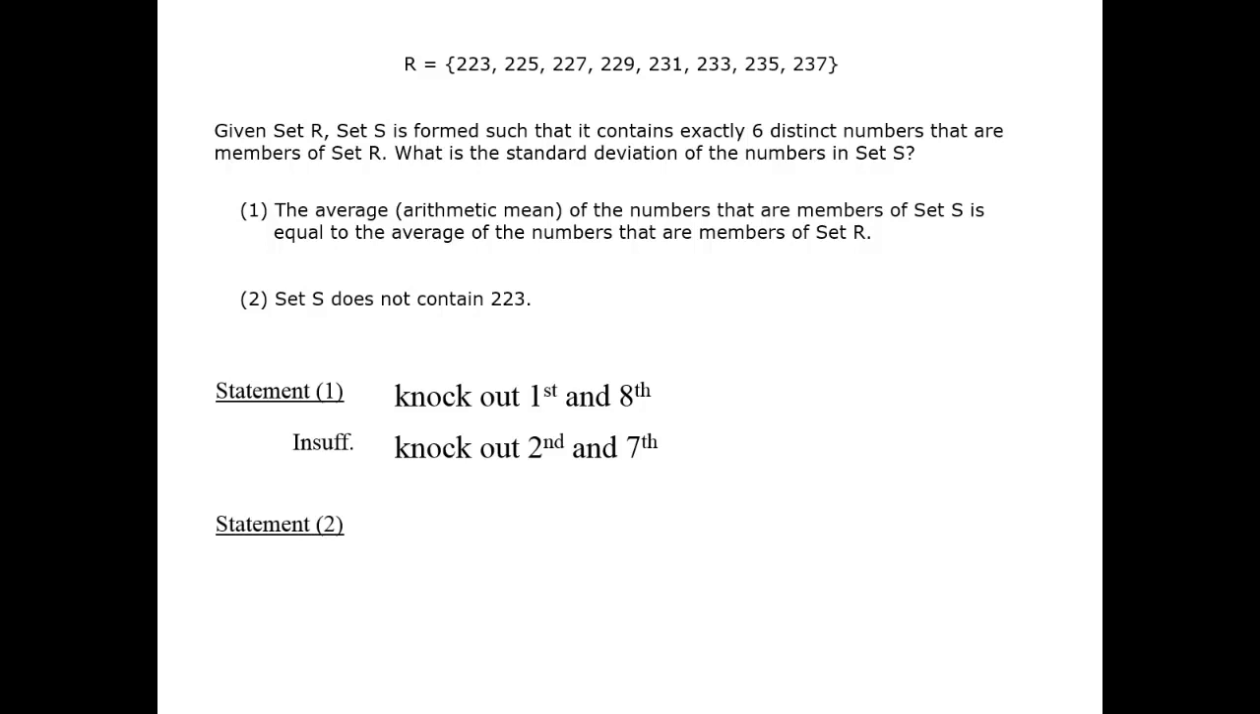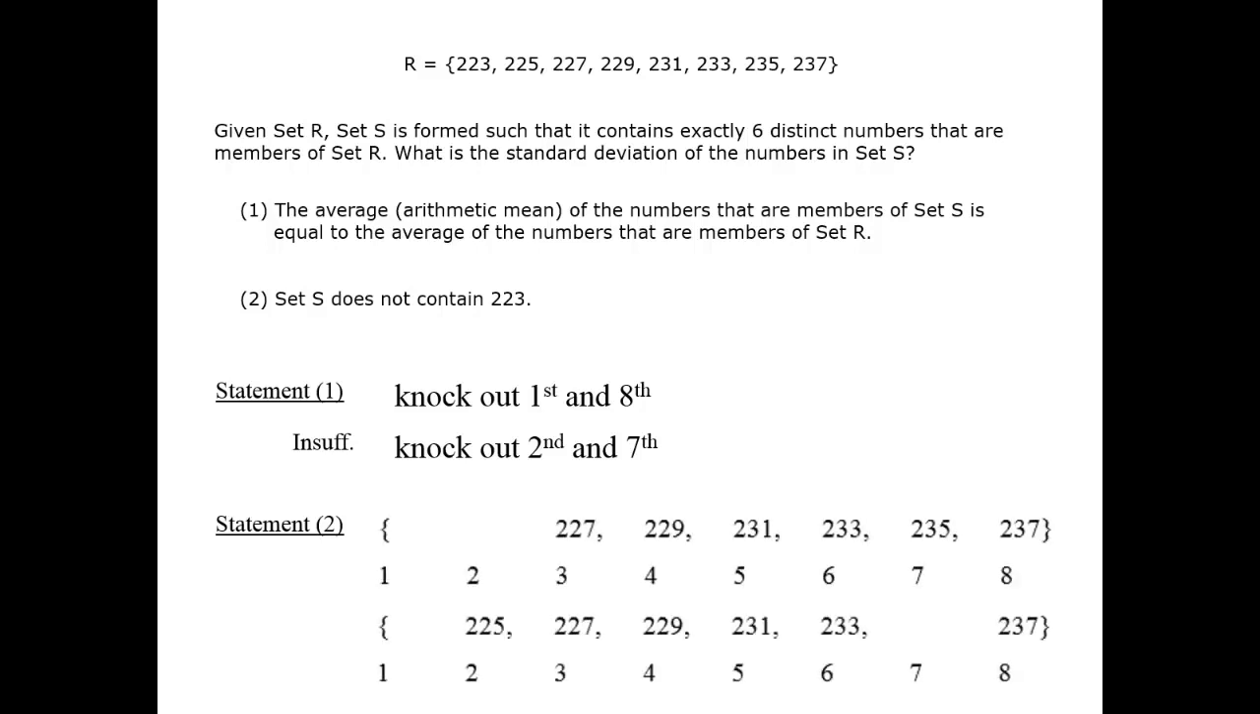Statement 2 tells us that one of the numbers knocked out of set R in the formation of set S is the first number. We are not told the other number that is knocked out. Therefore, in one possible case, the other number that is knocked out could be, say, the second number. And in another possible case, it could, for example, be the 7th number.